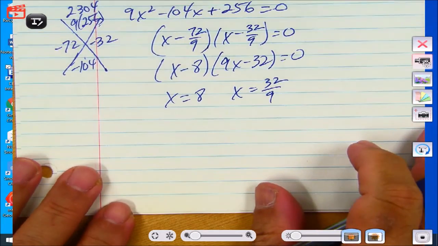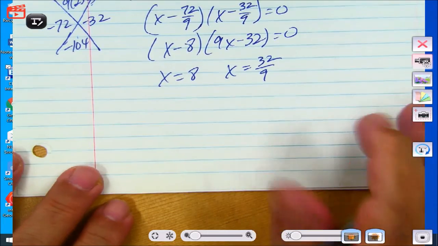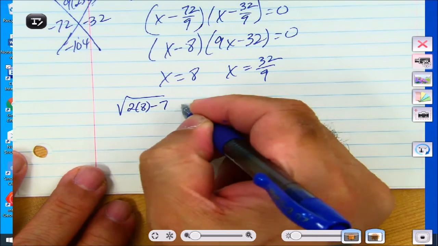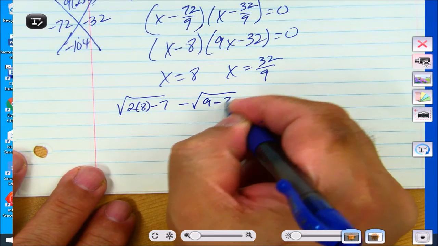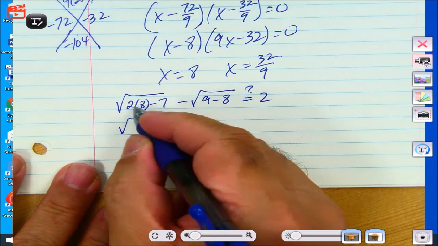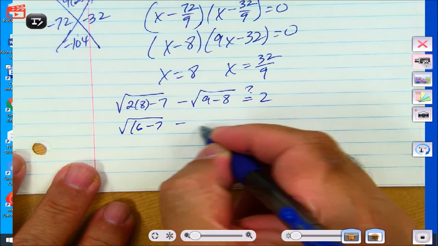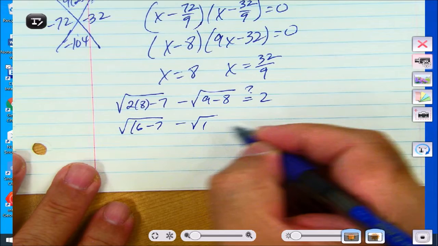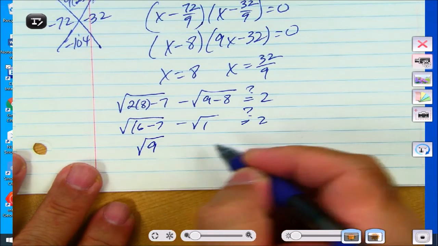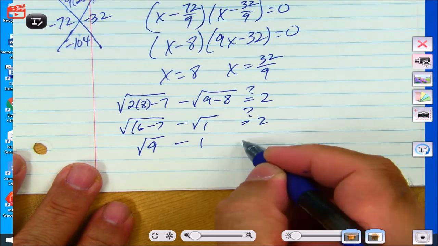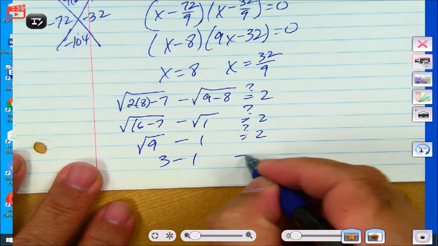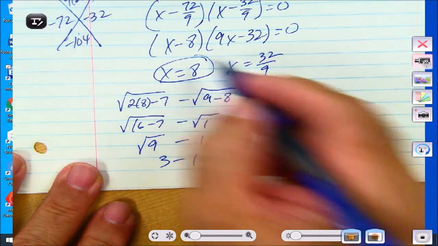Alright. So it's square root of 2 times 8 minus 7 minus square root of 9 minus 8. Is that equal to 2? So that's square root of 16 minus 7, which is 9, minus square root of 9 minus 8, which is 1. Square root of 9 is 3, square root of 1 is 1, and 3 minus 1 equals 2. So that works. So x equals 8 works.